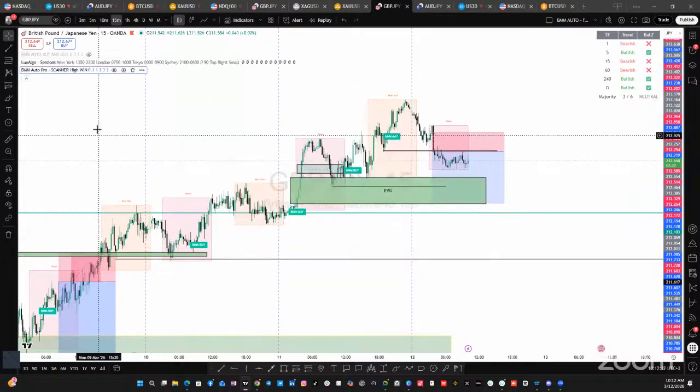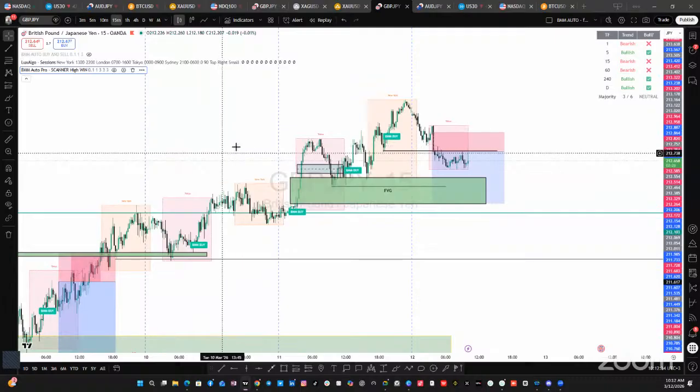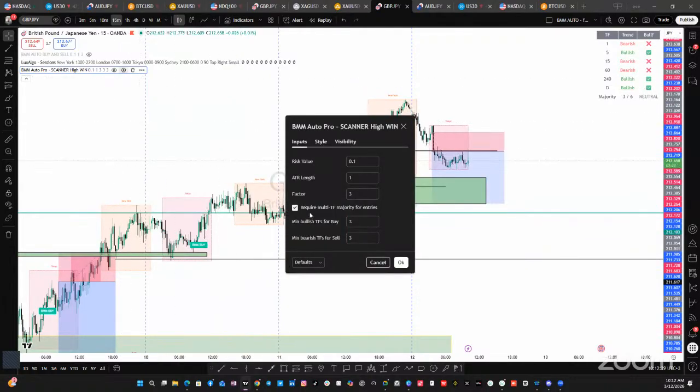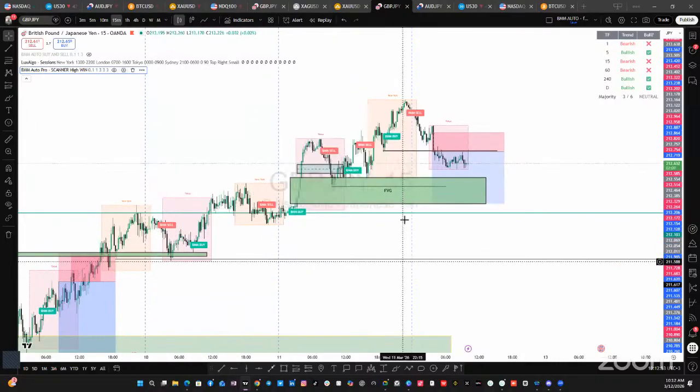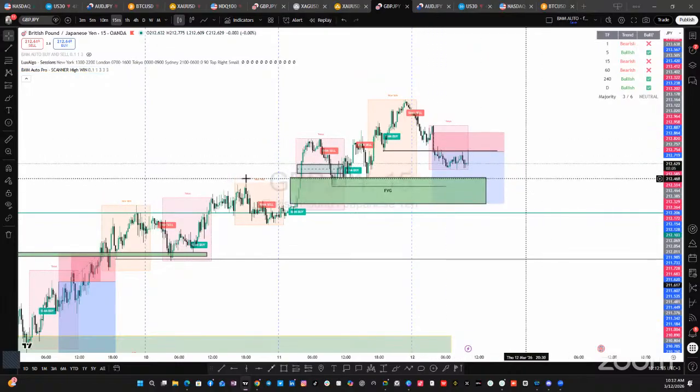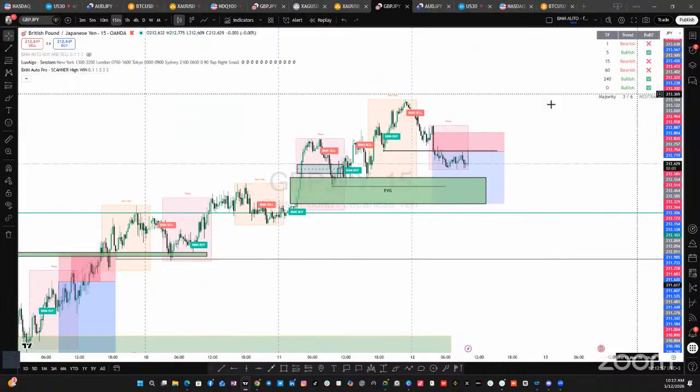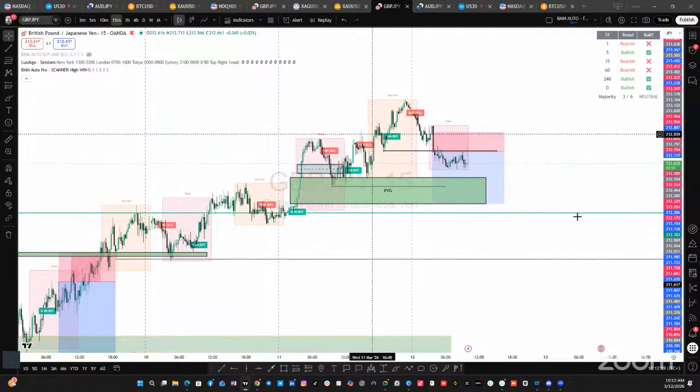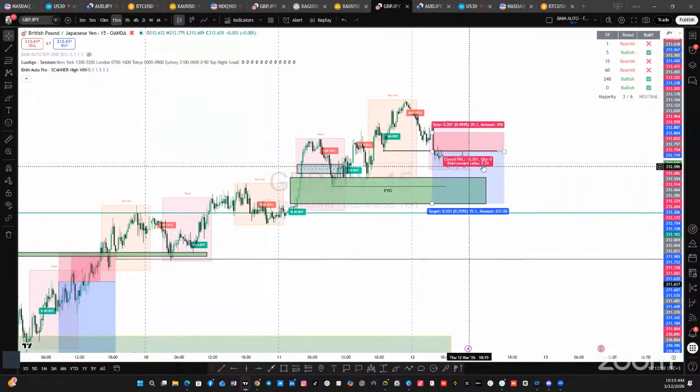Right now, before we jump into the fundamental market news and everything, I want to put on the BMM Moto Pro, if you have it in your chart. I've gone to the settings and I'm removing this require multi-time frame, because when the session starts, there are a lot of things coming in. So I've removed it so that you can get into all these buys and sells, and I've automated it.